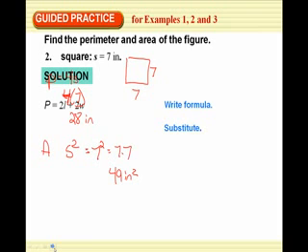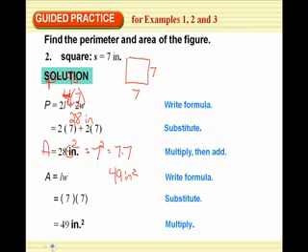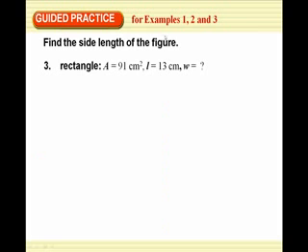So there's my perimeter formula. They use a different one, I usually use 4S. They use the 2L, but I like the 4S. It's faster. Substitute in 7 times 7, and we get 49. So we agree.